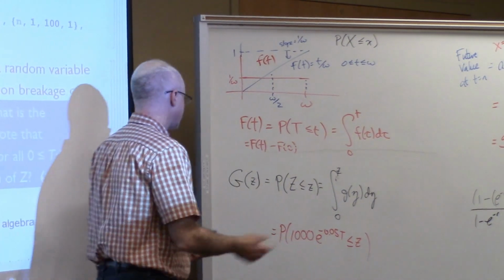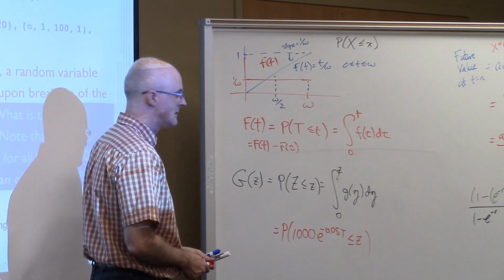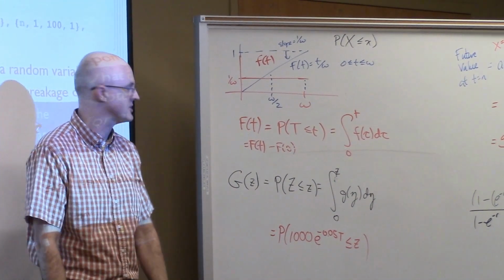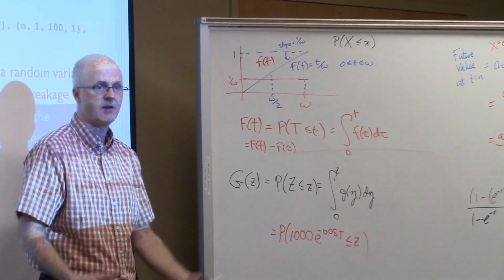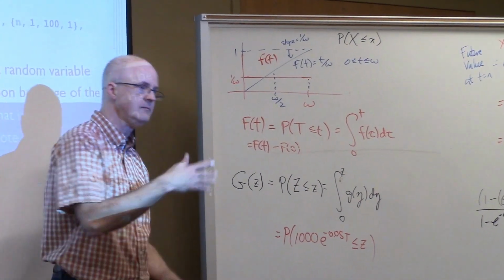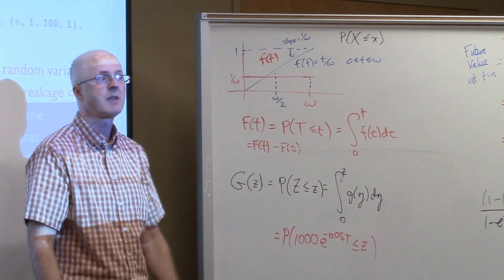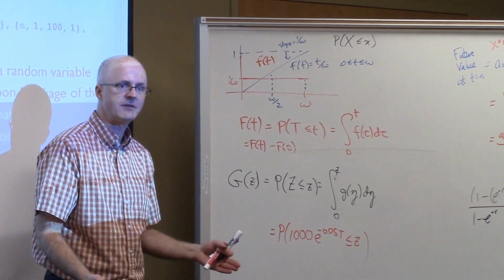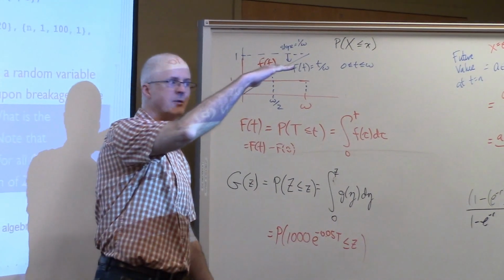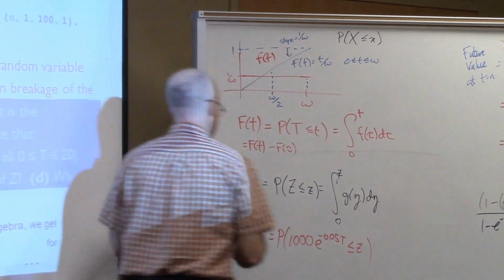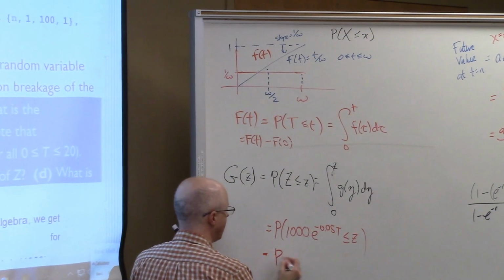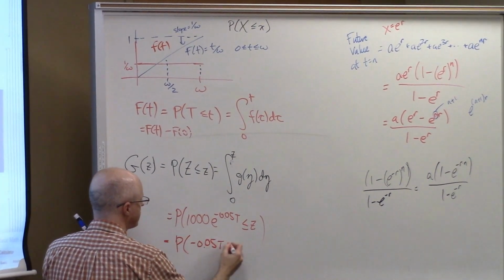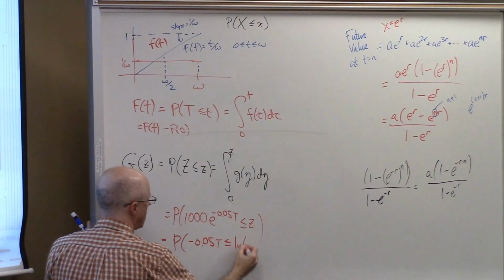Bit of tricky algebra. You want to divide both sides by 1,000 first. Then take the natural log of both sides. Both such operations do not change the direction of the inequality. Dividing by 1,000 is dividing by a positive number. The direction of the inequality stays the same. Applying the natural log function to both sides to get rid of the e does not affect the direction of the inequality, and the reason is because the natural log function is an increasing function. This ends up equaling, after you do those two things, the probability that negative 0.05 times capital T is less than or equal to the natural log of z over 1,000.